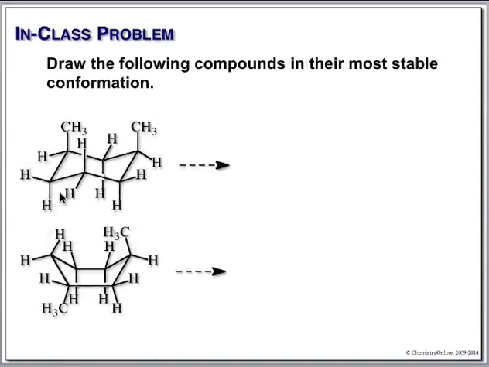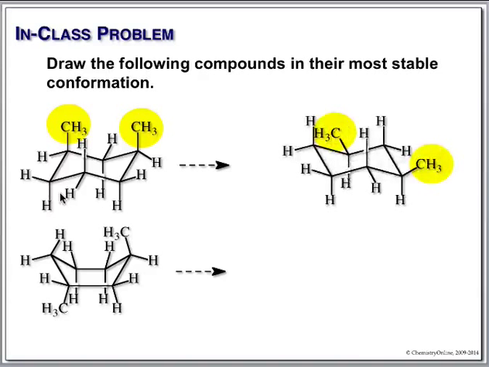Take this guy, draw it in the most stable form. We have two axial methyls here, don't we? That's bad. We're going to have to draw a new chair. We're going to have to put both of these equatorial. So, draw yourself a chair, put in bonds at carbons 1 and 3. Both axial methyls must be equatorial. Now they're pointing out, and that's better.